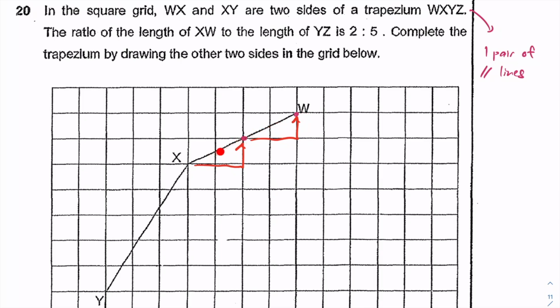So this is the 2 units right here, which means 1 unit is basically 2 to the right and 1 up. For YZ, we will have 5 steps. So 2 right, 1 up, 2 right, 1 up, 2, 1, 2, 1, 2, 1. So this is the 5 units that we're talking about. So from here, we can fill in the lines and get our trapezium right here. So join up, and don't forget to label point Z.